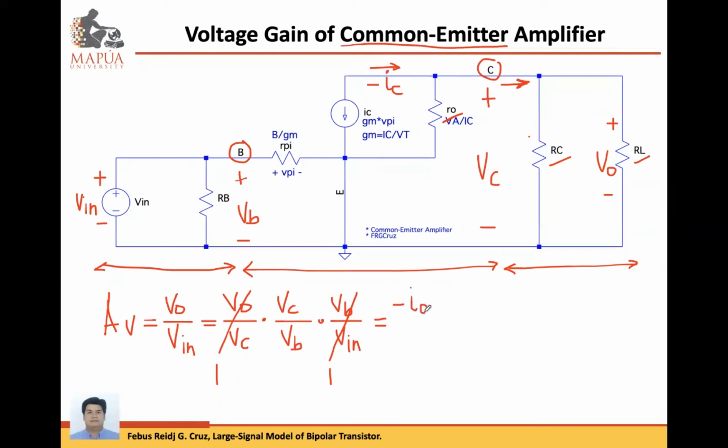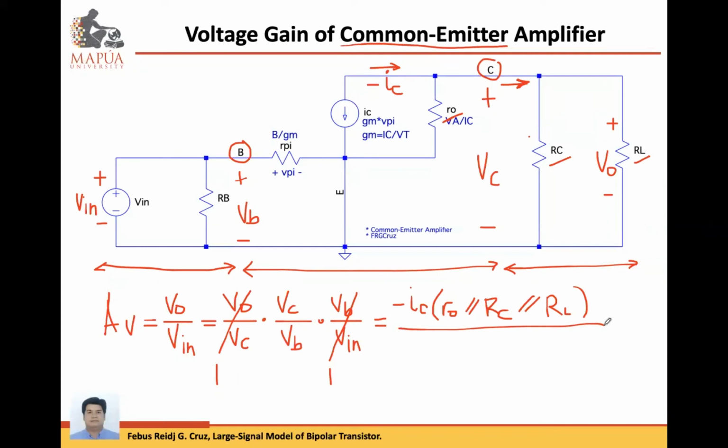So collector voltage can be written as negative IC multiplied by the resistances. You have R out in parallel with RC, in parallel with RL. All right. So are you following? Yes po, sir.